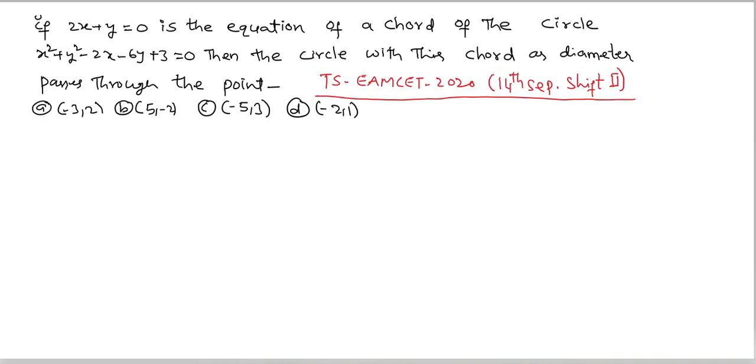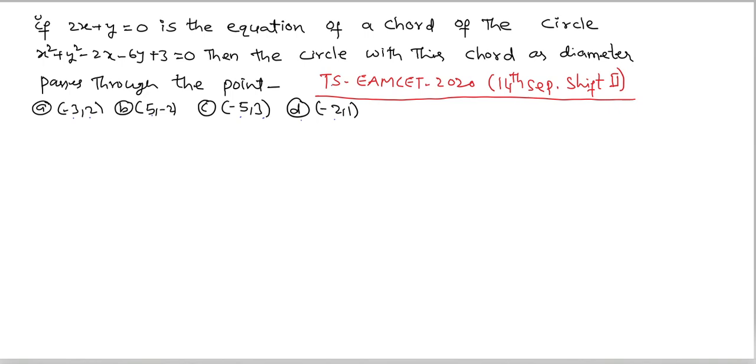If 2x plus y is equal to 0 is the equation of a chord of the circle x square plus y square minus 2x minus 6y plus 3 is equal to 0, then the circle with this chord as diameter passes through the point: A (3, minus 3, 2), B (5, minus 2), C (minus 5, minus 3), D (minus 2, 1). This is the 2020, 14th September shift question.